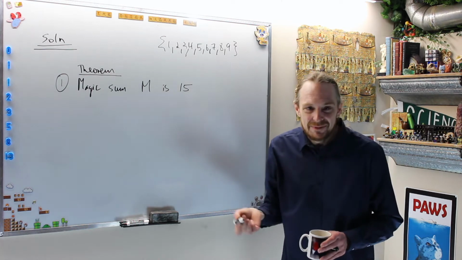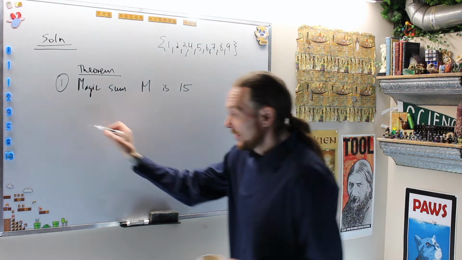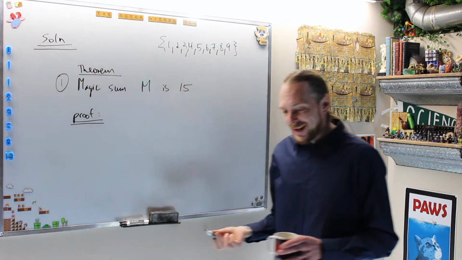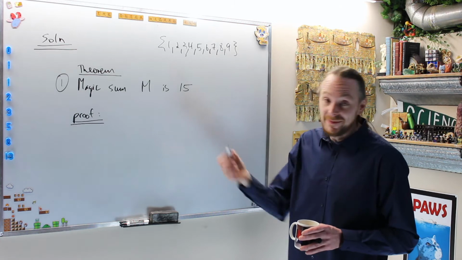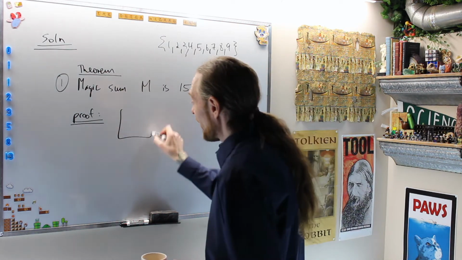The magic sum is 15 in a 3 by 3 magic square. If it's going to happen, it has to be 15. Proof. What's a proof? I need a logical deduction to the fact that that's going to actually be true.